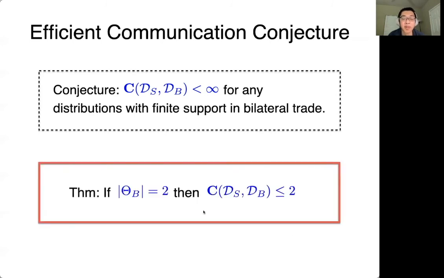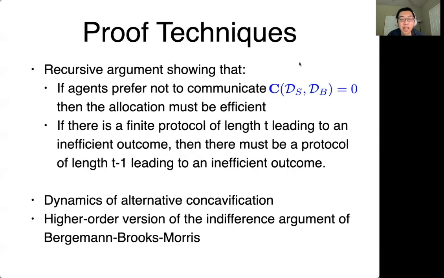And in our paper, we also have the following result. If Bob's type space has size of 2, then we can fully characterize the communication structure of that game. And in that case, the message complexity is always at most 2. And now we briefly introduce our proof techniques.